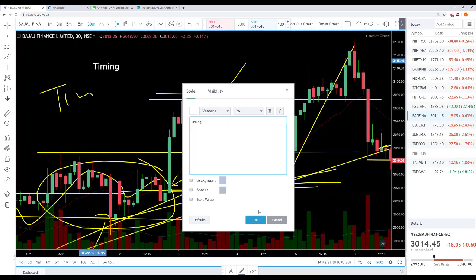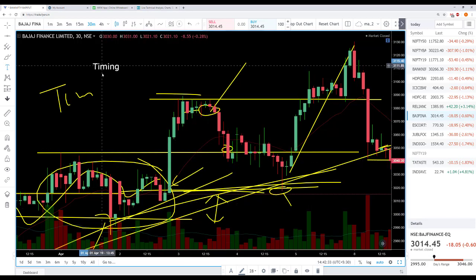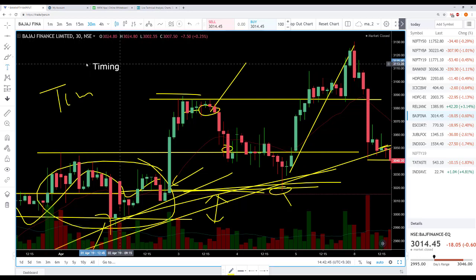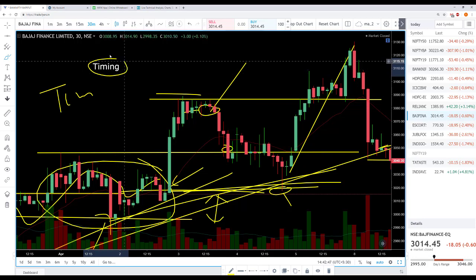Doesn't matter how good the stock is, and that is the most important thing that as a trader you need to learn: timing the markets, right? Timing the market doesn't mean timing the top and the bottom and the trend and everything. Timing the markets is reacting as per what the market is telling you.